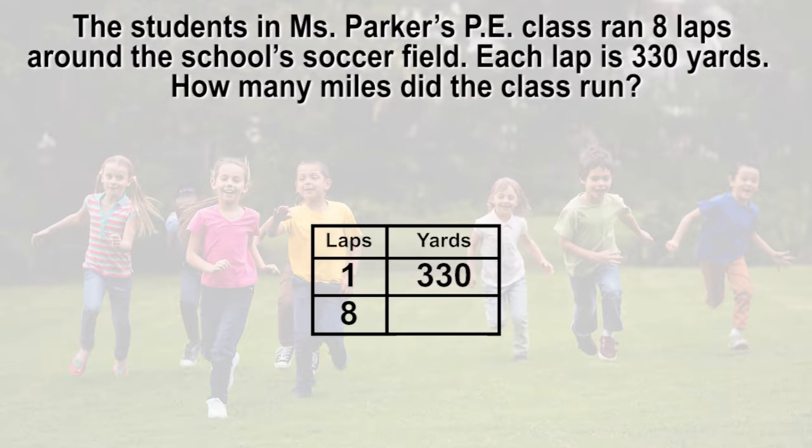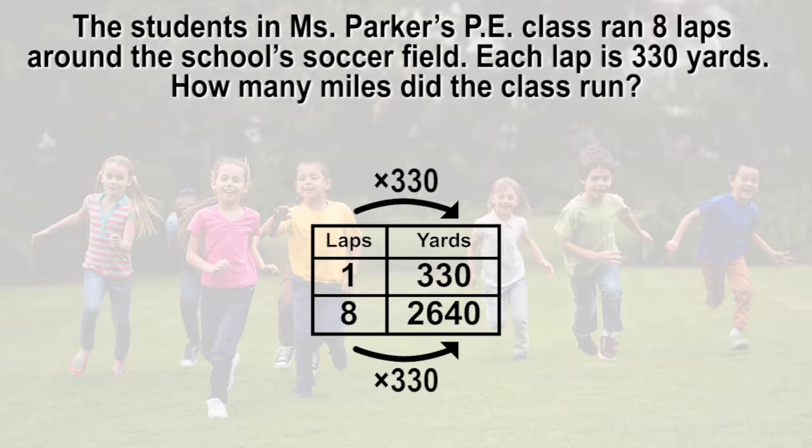We can make a ratio table to show an equivalent ratio for 1 to 330. The relationship between 1 and 330 can be found by multiplying 1 times 330. So the relationship between 8 laps and the unknown total yards can be found by multiplying 8 laps times 330 to equal 2,640 yards. Next, we must convert 2,640 yards into miles.